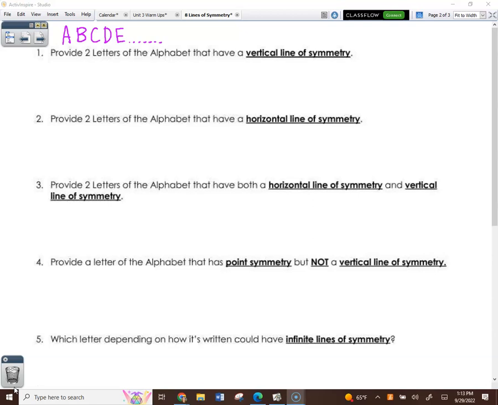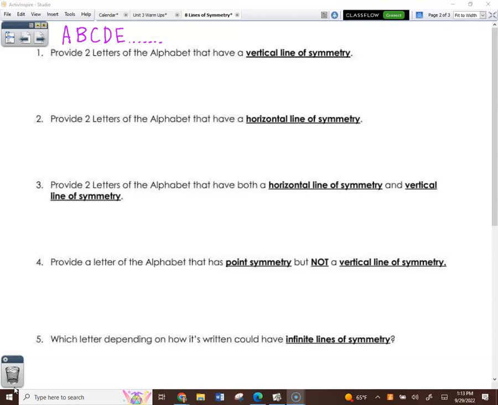Two letters of the alphabet that have a vertical line of symmetry. This means you could take the letter and fold it. Vertical, what direction is that? Show me with your arms. If you get these switched, you're going to get the problem wrong. Vertical is up and down. Think elevator. Where can you fold a letter right down the middle?